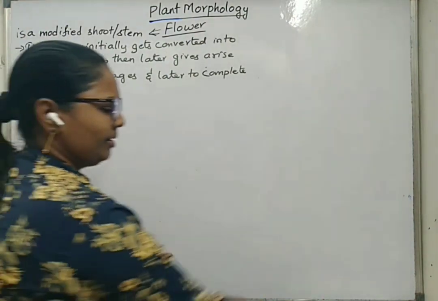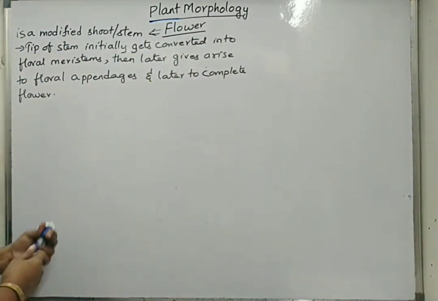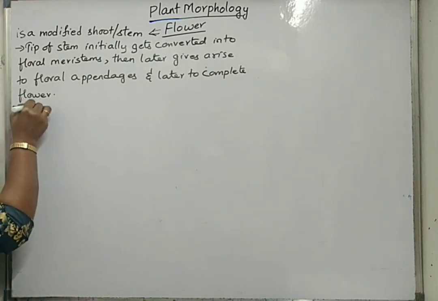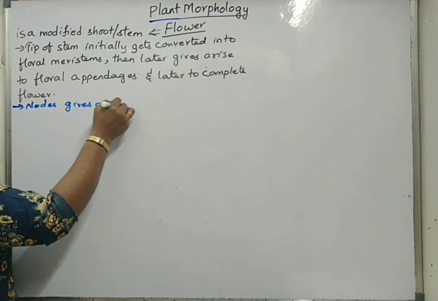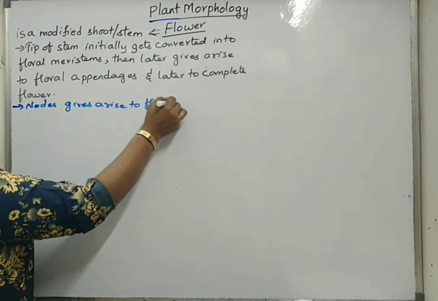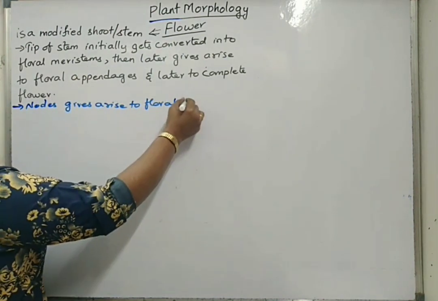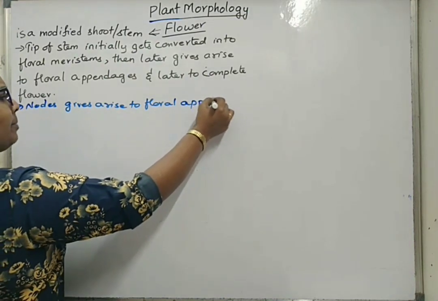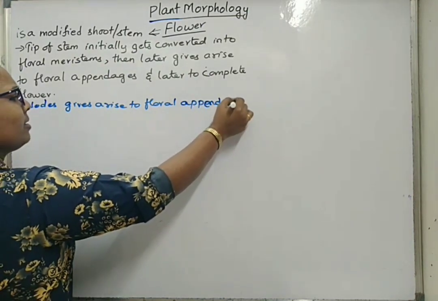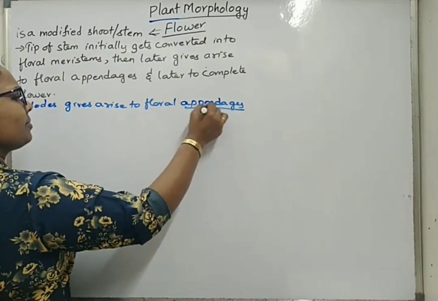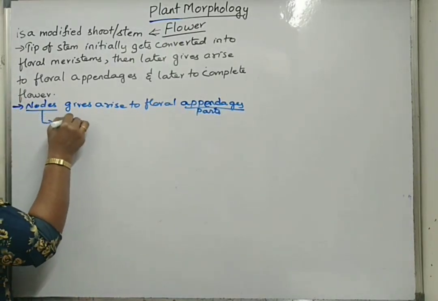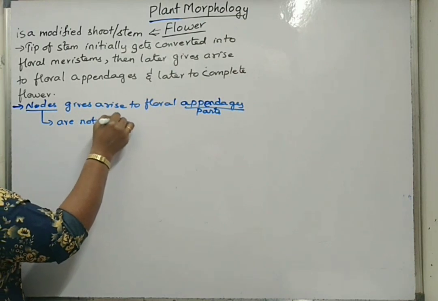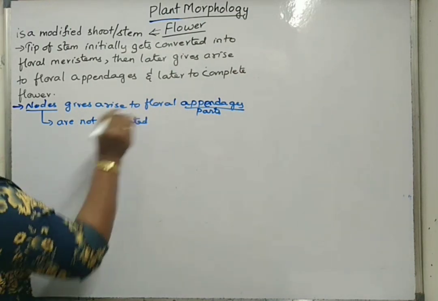Here, the nodes are not elongated. Nodes give rise to floral appendages, or floral parts. Nodes are part of the stem only. Nodes are not elongated. They are condensed.